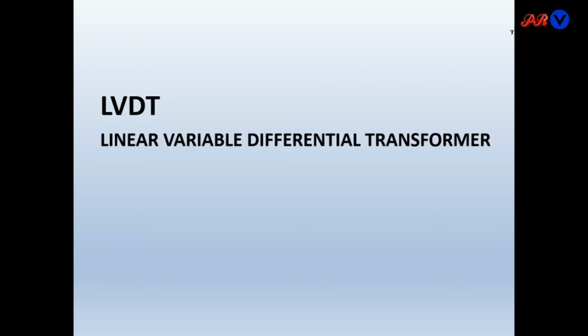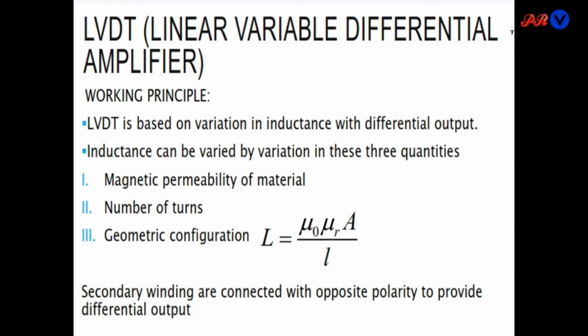Now the second transducer, which is very important and widely used for measurement purposes, is the linear variable differential transformer. So LVDT, its working principle: LVDT is based on a variation in inductance with differential output. Inductance can be varied by variation in these three quantities: magnetic permeability of material, number of turns, and geometric configuration.